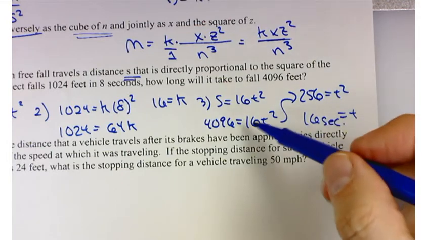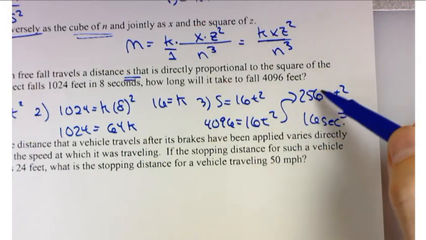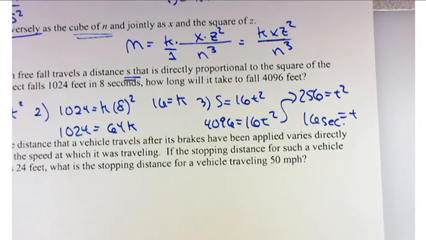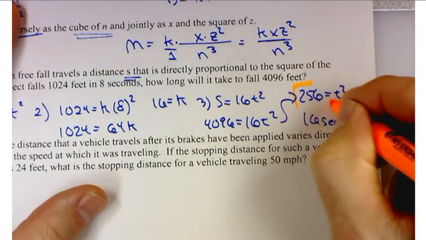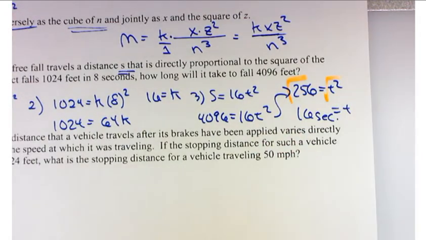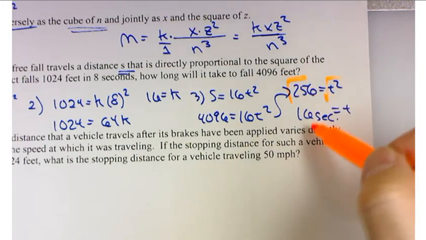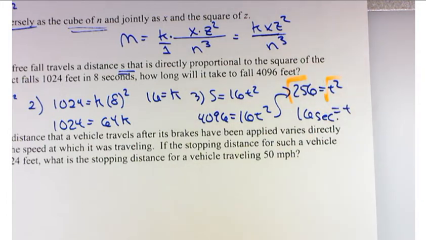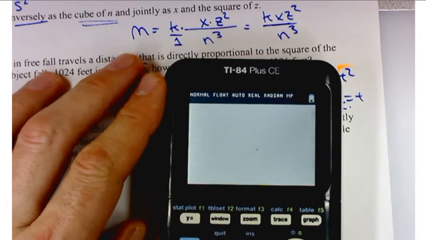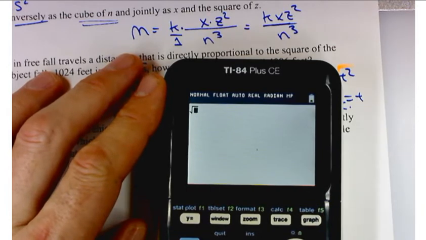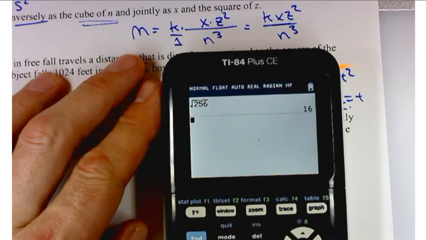I divided by 16 here, and then took the square root on both sides here. Technically, there's a plus or minus square root, but I'm not going to worry about a negative 16 seconds. I'm only going to worry about the positive 16 seconds. So, square root of 256 is 16. Just take 256 and hit the square root button. So, square root of 256, 16.